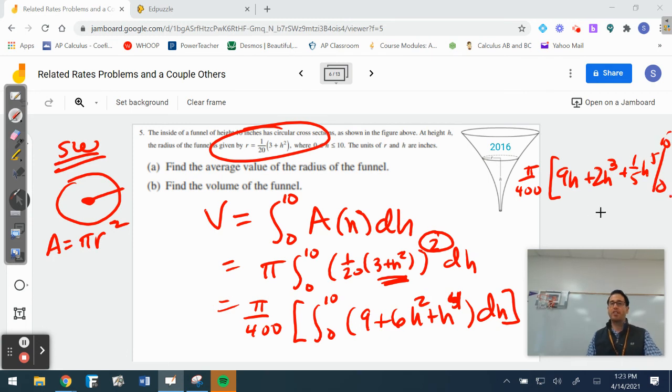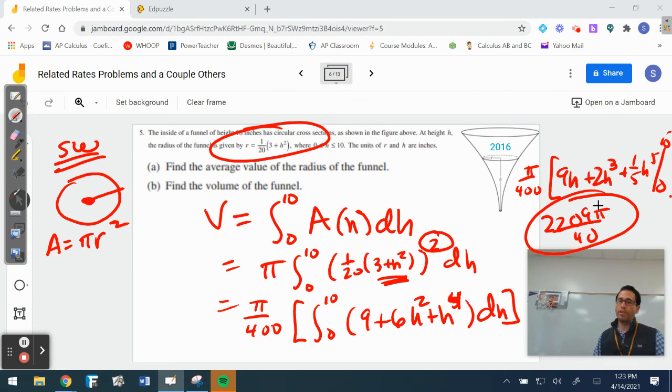Oh my gosh. And you've got to do all of that by hand. Plug in the 10, plug in the 0. You've got to work it out. And if you do it all right, you get 2209 pi over 40. Holy moly. I only advise you to work through all of that if you have the time. Okay, that's going to be some work.